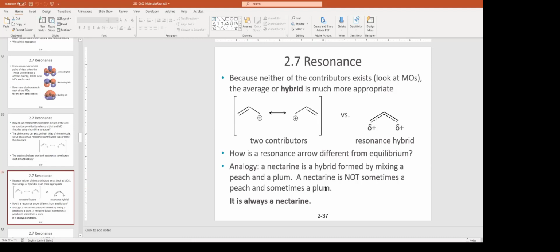Just like a mule is not a donkey, a mule is not a horse, a mule is a hybrid between a donkey and a horse. Or like a labradoodle, right? A labradoodle is not a Labrador or a poodle, it's a hybrid. But I don't like that because Labradors do exist and poodles do exist, so it's not a perfect analogy. Okay.